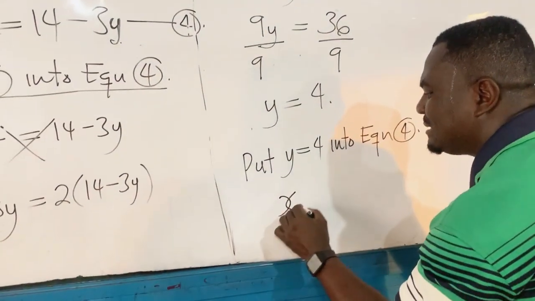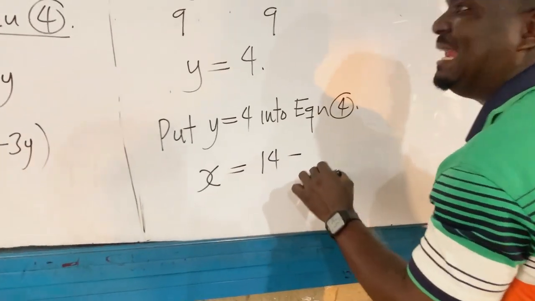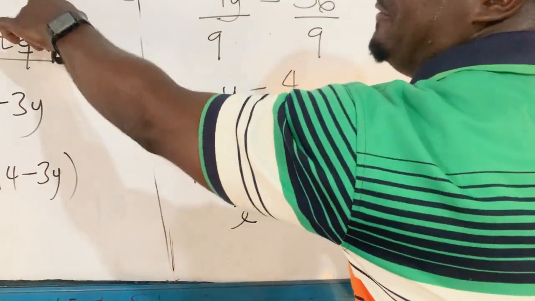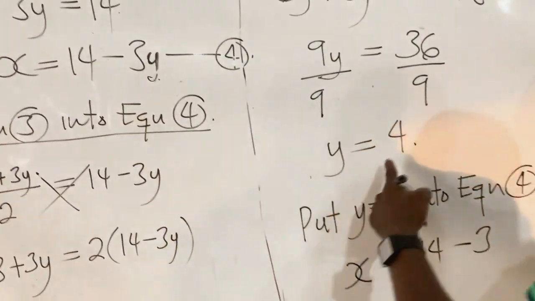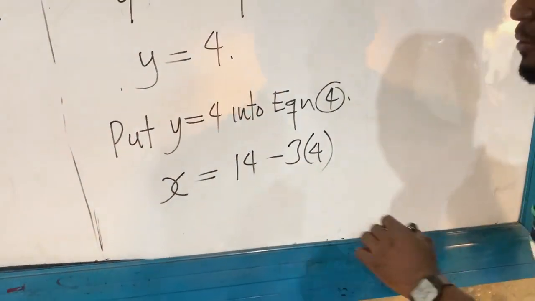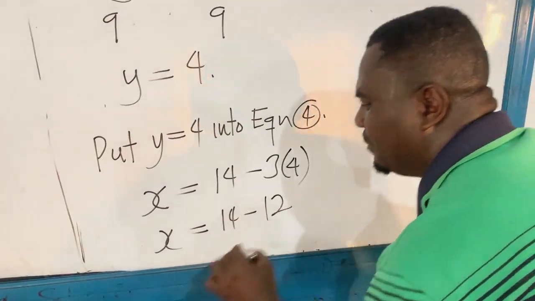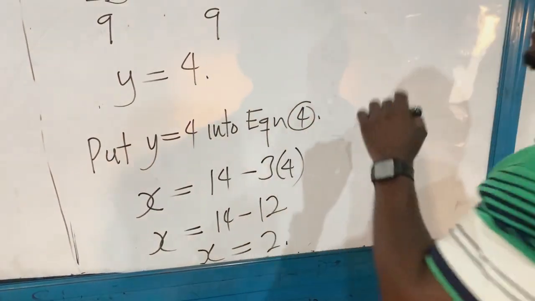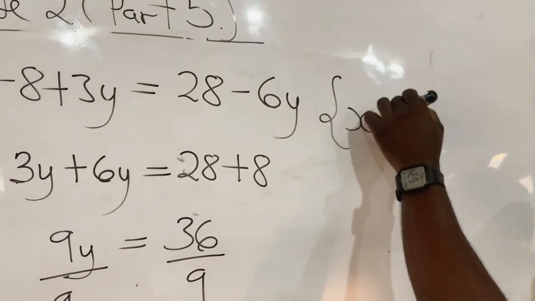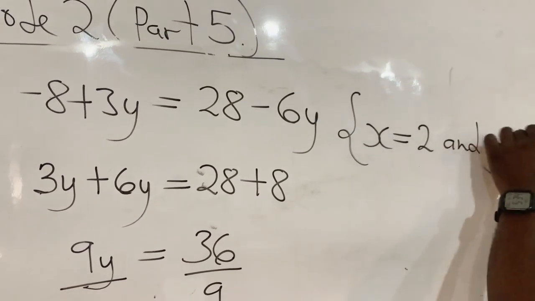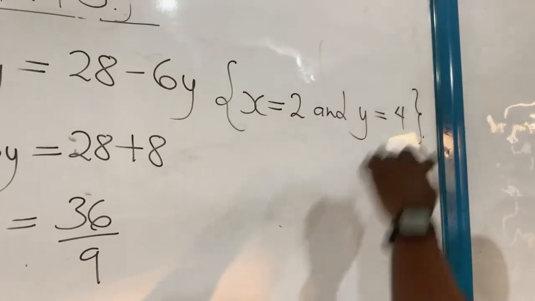So I will put this y I've gotten as 4 into equation 4. So now x, we are writing equation 4 again. X equal to 14 minus 3y. But you said that whenever we see y, we have to replace our y with 4. So our y is 4. So x is 14 minus 3 times 4, that is 12. Our x is 2. So now the solution is x is equal to 2 and y is equal to 4.